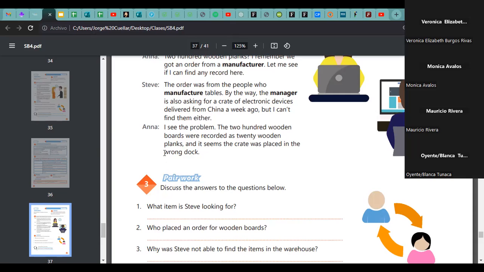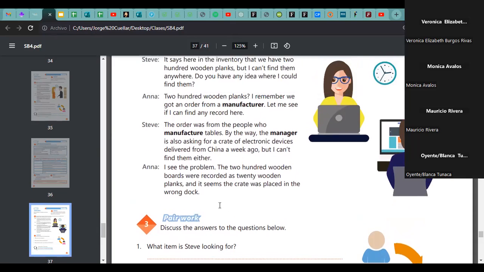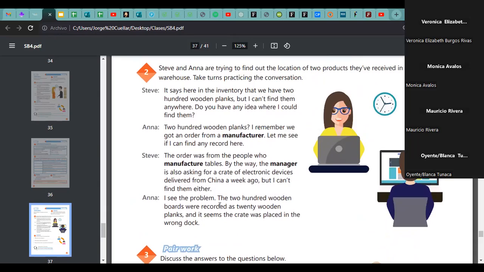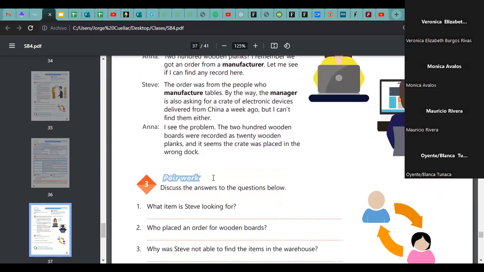Okay, let's check. So, what item is Steve looking for? Wooden planks. Very good. The 200 wooden planks. Mind that. To lose that one is not good.